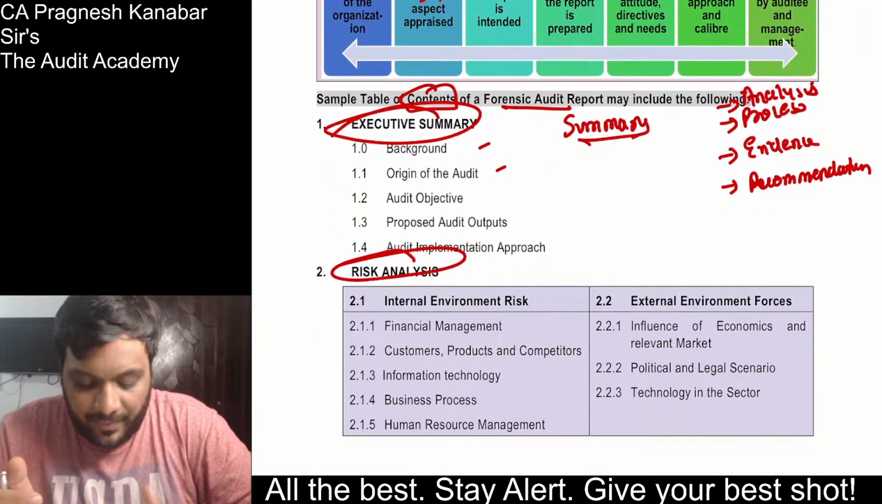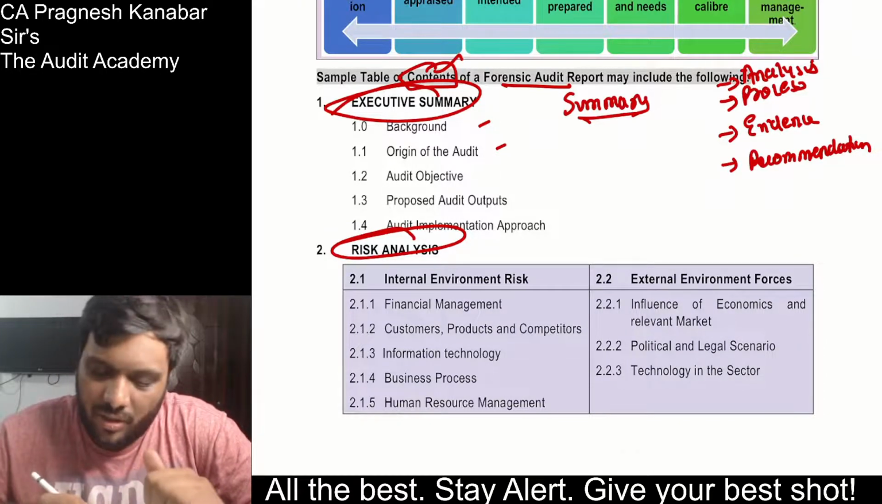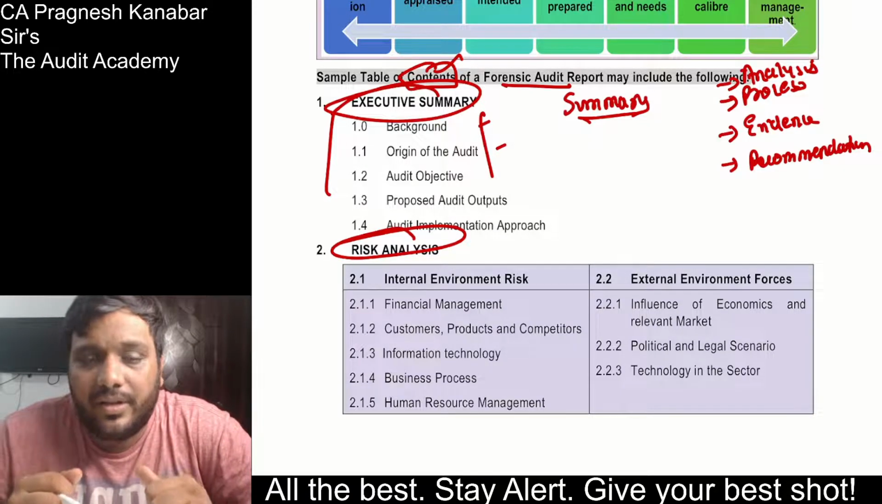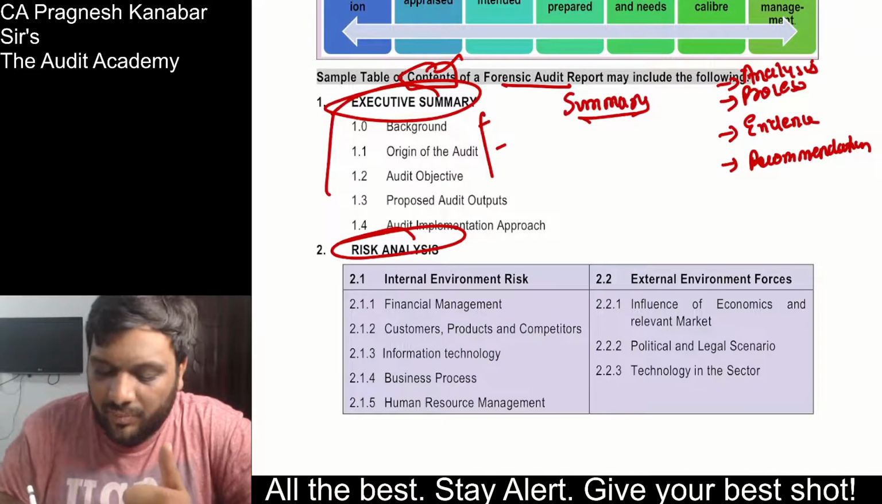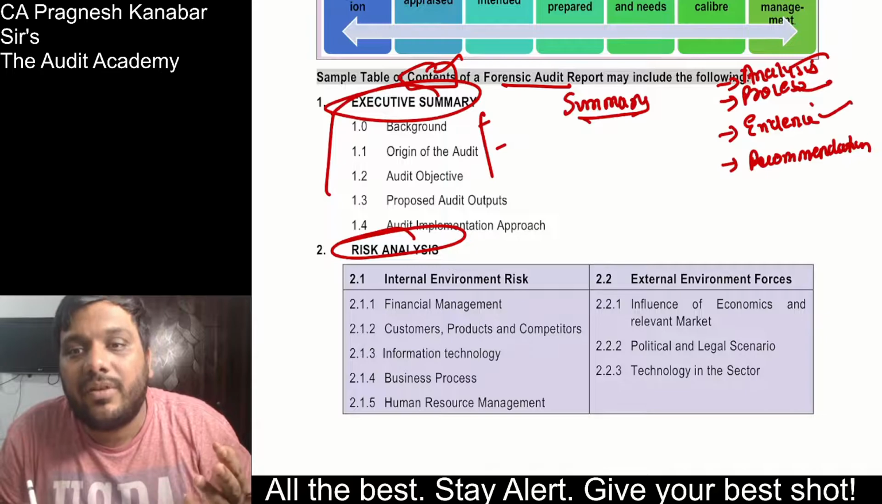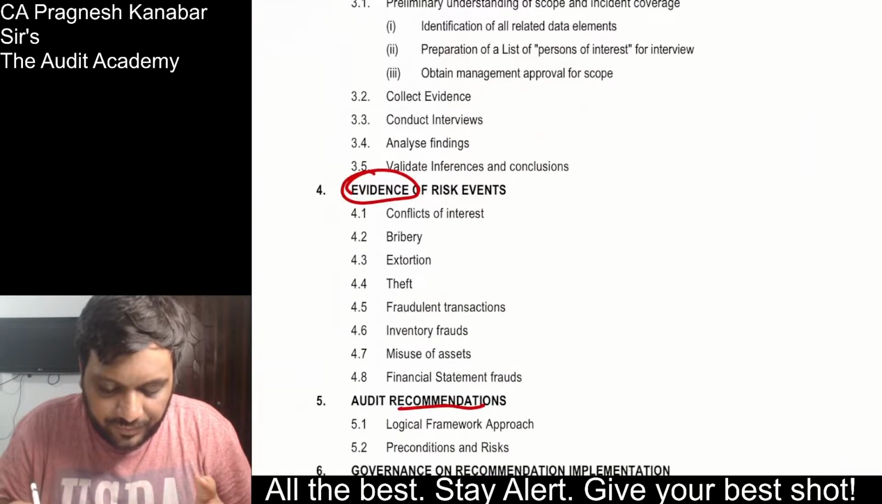Yes. Then they are giving you a sample table of contents for a forensic audit report. Obviously, such reports will have a summary of everything that was done in the forensic audit, so that top management can refer to it. Otherwise, what will you find in a forensic audit report? First, how you analyzed things. What was your process? What kind of evidence you got, and what are your recommendations? Those things you will find over here.